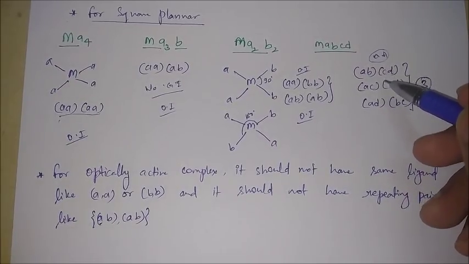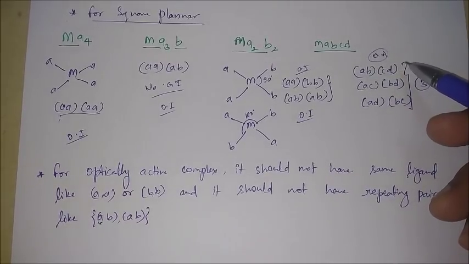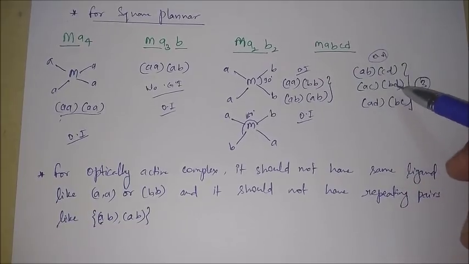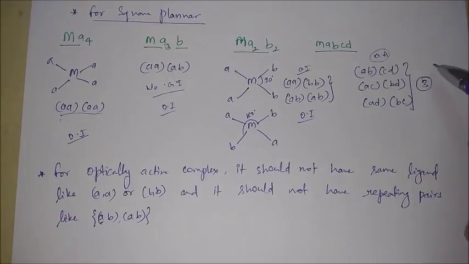So you will be having 3 geometrical isomers, and for all 3 geometrical isomers you will be having one D form and one L form. So one of them will be the same. So overall stereoisomers, if somebody asks, there will be 3 geometrical isomers and 3 optical isomers.